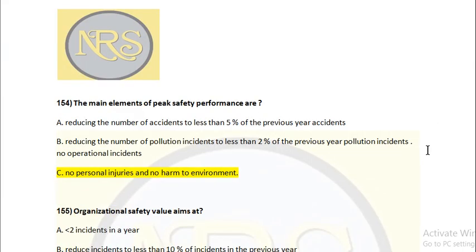Question number 154. The main element of peak safety performance are: option A, reducing the number of accidents to less than 5% of the previous year's accidents. Option B, reducing the number of pollution incidents to less than 2% of the previous year's pollution incidents. Option C, no operational incidents, no personal injuries and no harm to the environment. The correct answer is option C, no personal injury and no harm to the environment. They want zero accident, zero incident, zero pollution. So question number 154, peak safety, option C is correct answer.